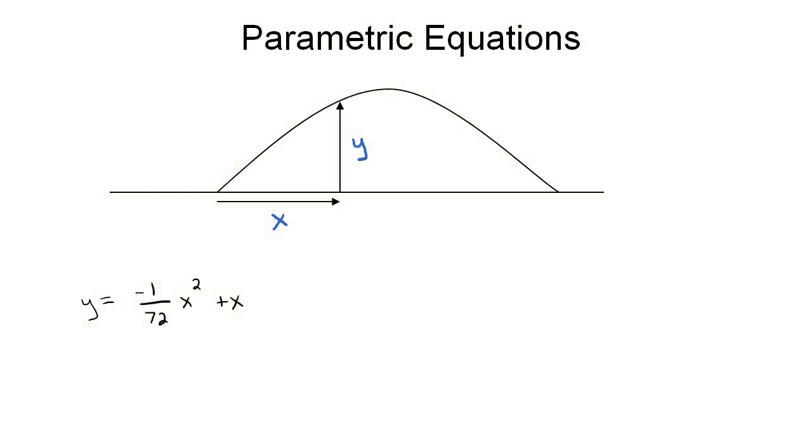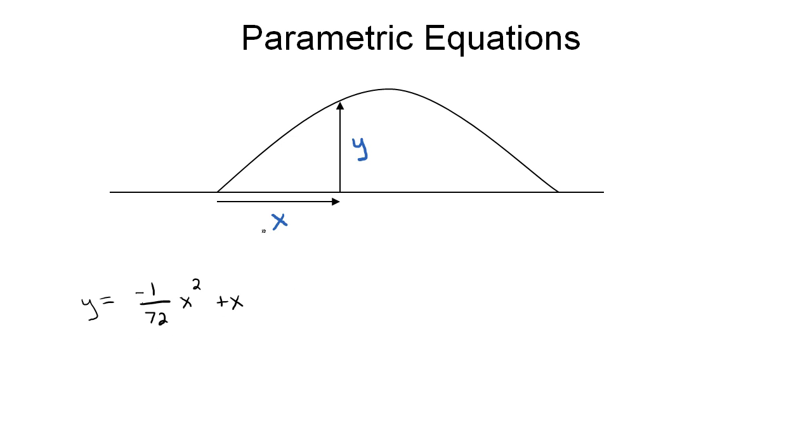Hi, in this video we're going to look at parametric equations. Before we do that, let me give you just an example of what they are and where they might be used. This drawing represents what would happen if an object was propelled into the air at a 45-degree angle at 48 feet per second. The graph can be modeled by this equation.